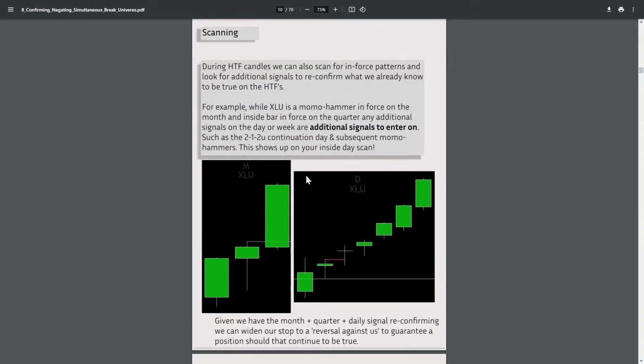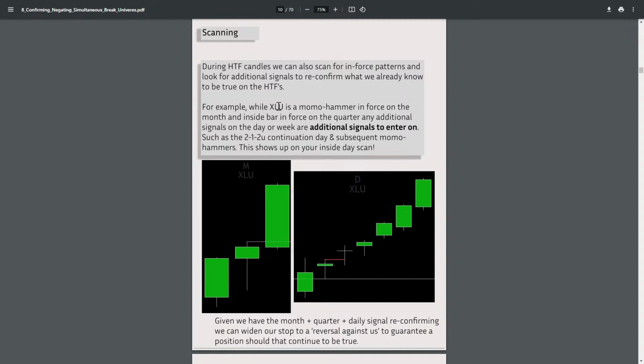So during higher time frame candles, we can also scan for in-force patterns and look for additional signals to reconfirm what we already know to be true on the higher time frames. And this is kind of what we were talking about last night with the take action window. So if we're in force on the monthly and we're still good and we haven't hit magnitude, we can look for lower time frame actionable signals to either add or participate because we know that everything's all good, we're in force, full time frame continuity, everything's lining up.